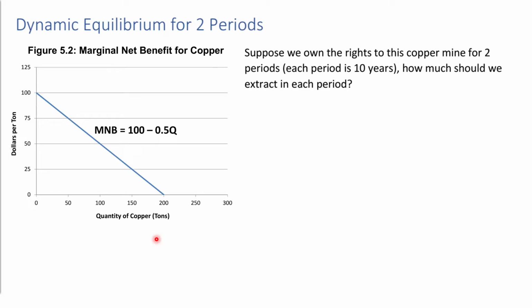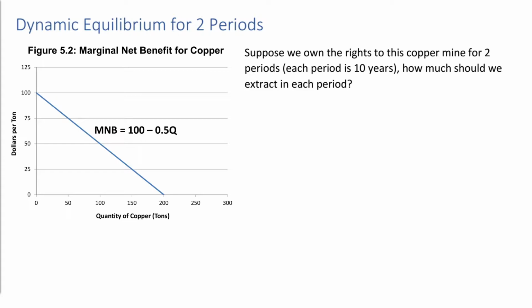Okay, suppose that we own the right to this mine, and we own the right to the mine for 2 periods. Each period is 10 years, so the total time horizon is 20 years, right? And we don't care about what happens after 20 years because maybe the world will be over, right? So our model, we just have a two-time period model, and our goal is to maximize the total social welfare in these 2 periods, right?